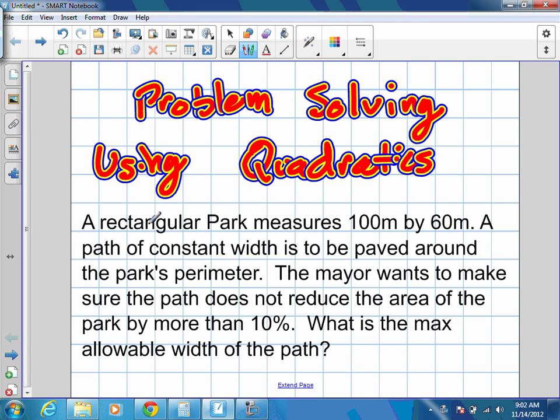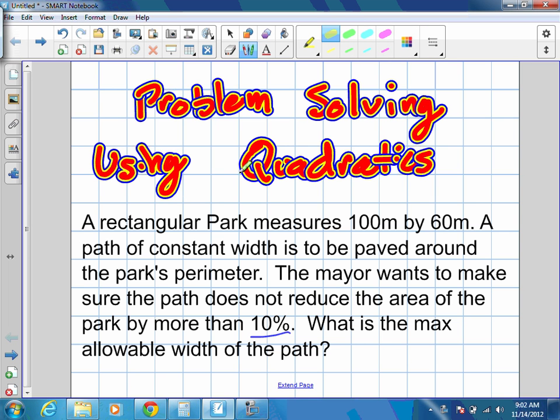So, the rectangular park measures 100 by 60 meters. Path of constant width is to be paved around the park's perimeter. The mayor wants to make sure the path does not reduce the area of the park by more than 10%. What is the max allowable width of the path? So, let's go through that again.